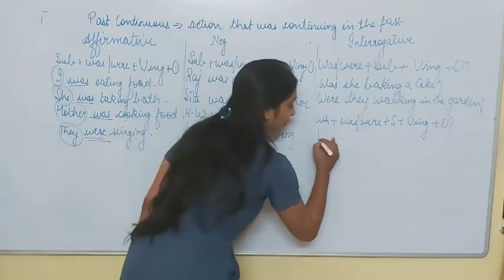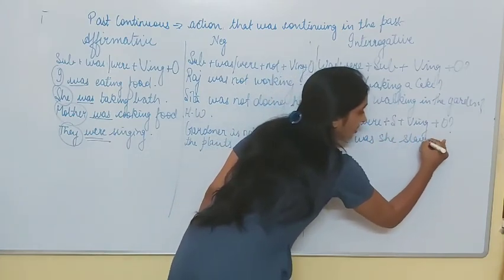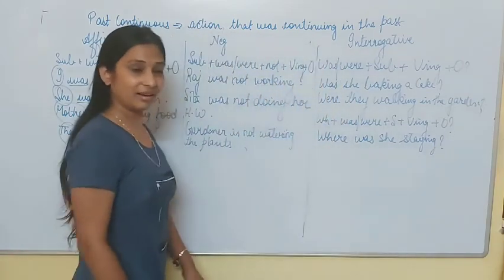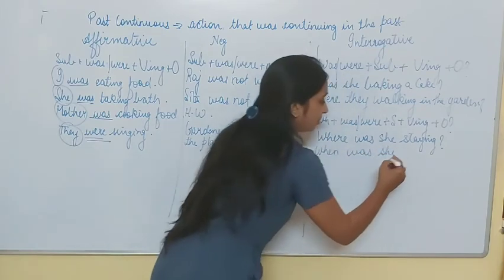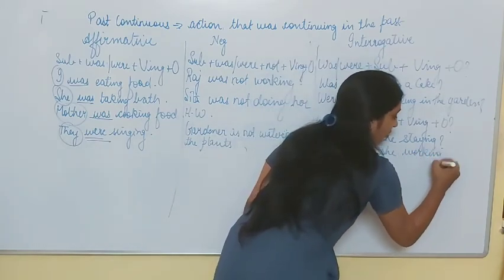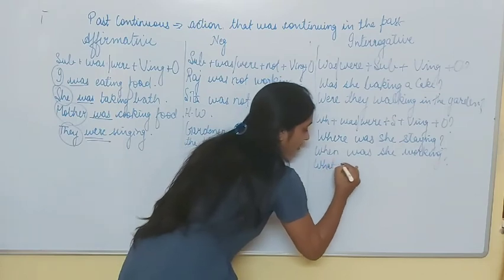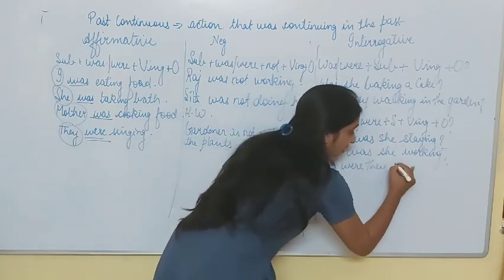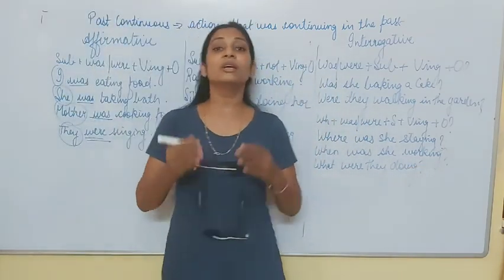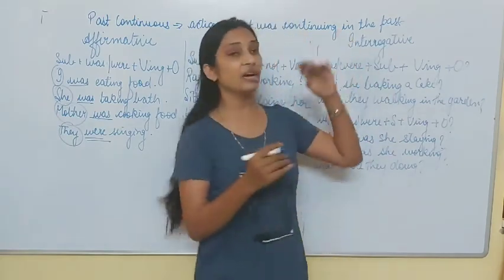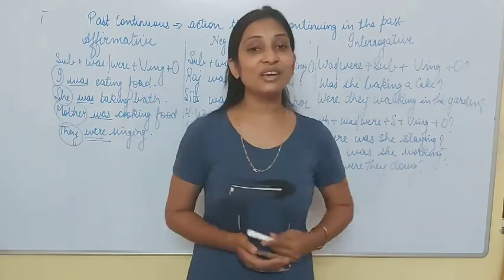Alright. So example. Where was she staying? Question mark. Clear? When was she working? Question mark. Alright. What were they doing? Question mark. Alright. So here we have got the sentence structure of interrogative past continuous. Alright, students. Pause the video and copy whatever is there on the board.